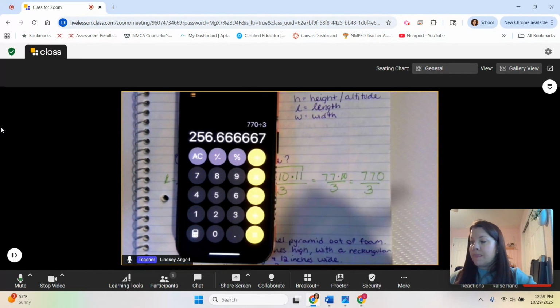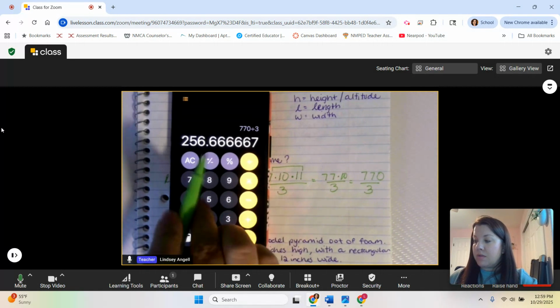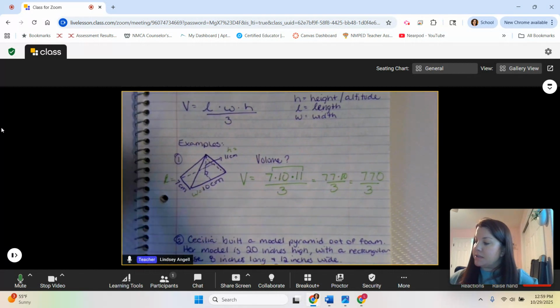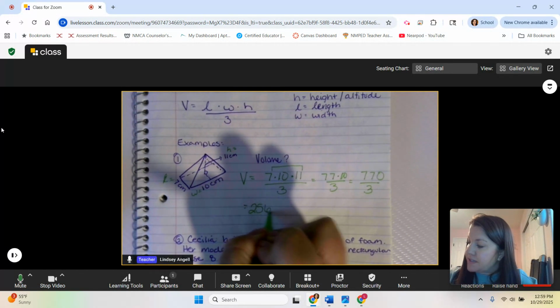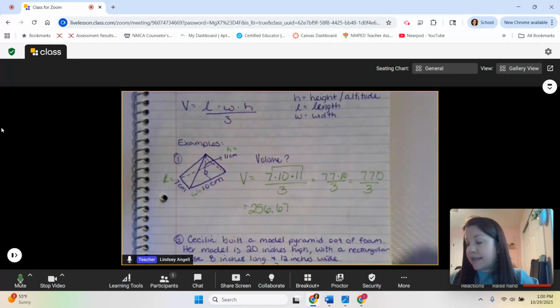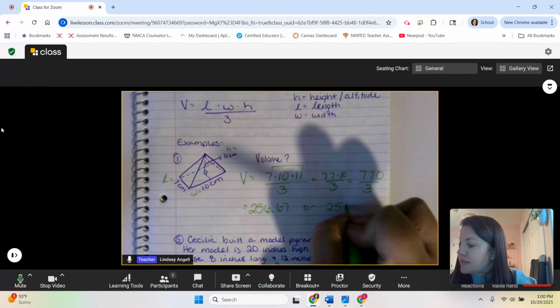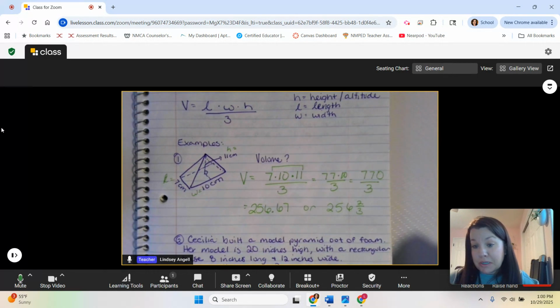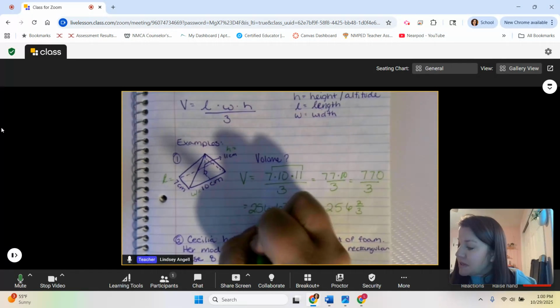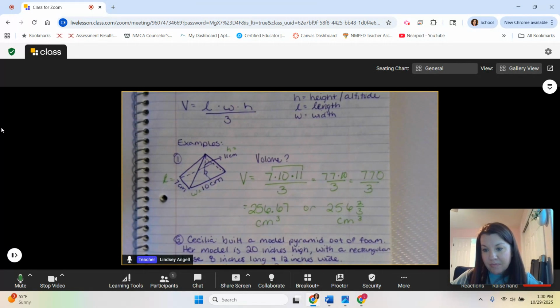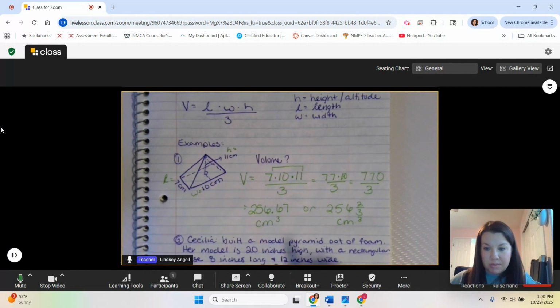That gives us 256. And whenever you have a 6 repeating like that, it's technically equal to 2/3. So we could say 256 point 67, that would be one way to round it, or 256 and 2/3. That's a very exact number. And these were centimeters, so these would be centimeters cubed. Remember, volume is a 3-dimensional attribute, so our units should be 3-dimensional as well.